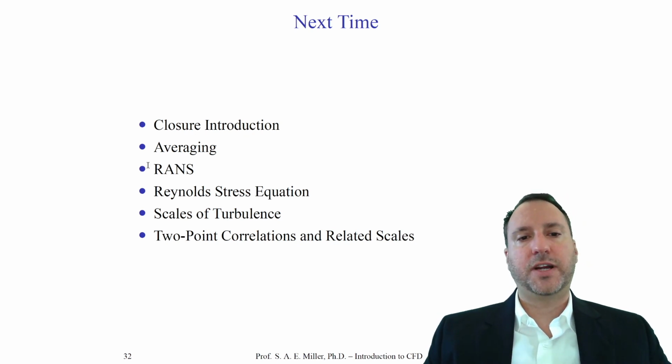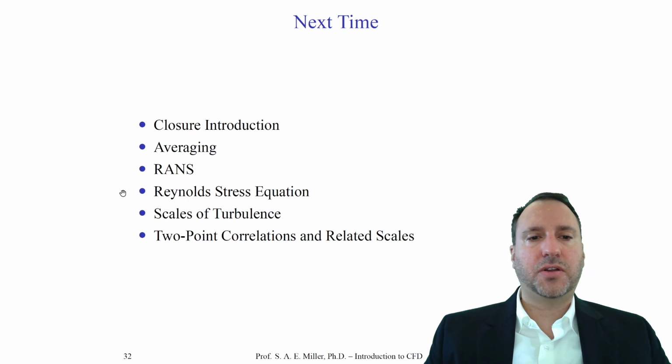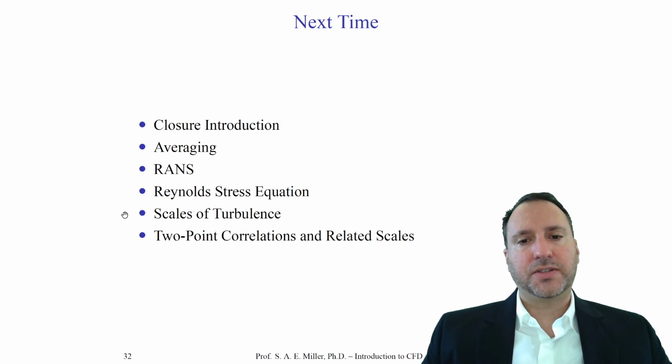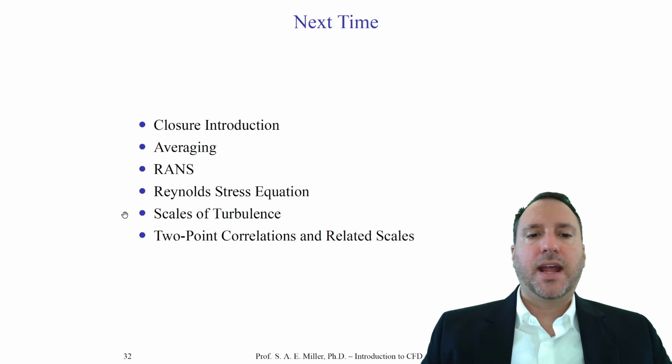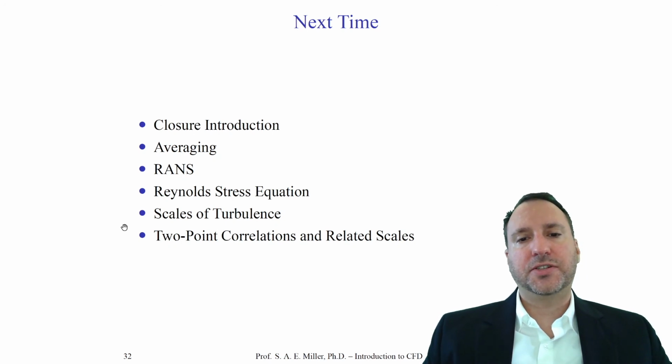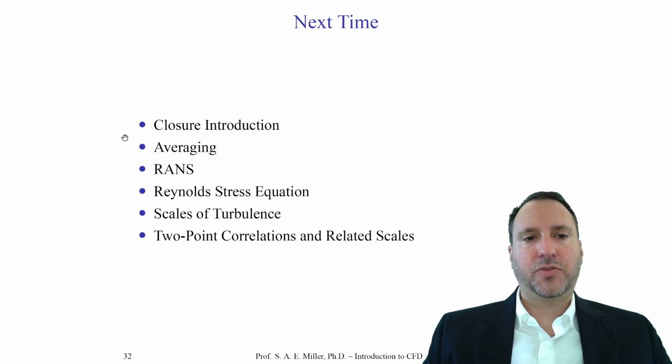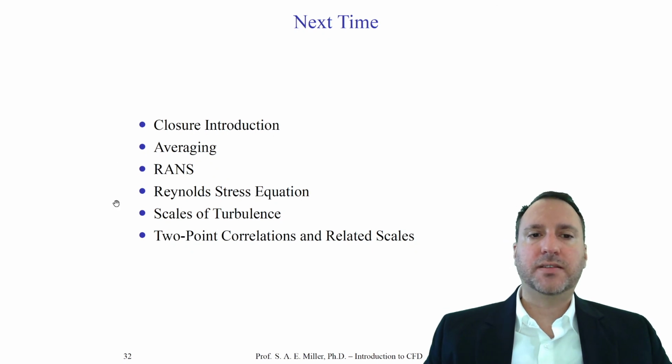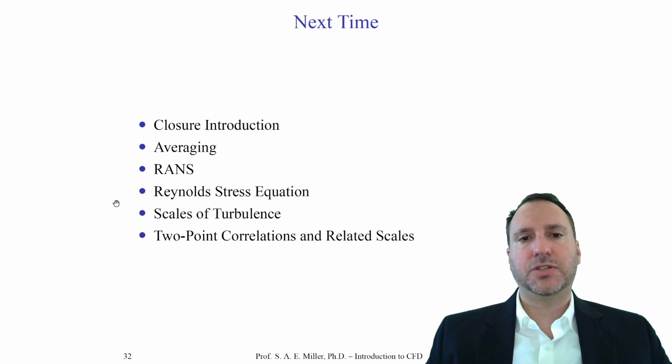We have to close these equations. This is the object of traditional turbulence modeling. And we'll find through this averaging process the so-called Reynolds stress equations and the Reynolds averaged Navier-Stokes equations. They're just a reformulation of Navier-Stokes equations. Then we'll talk about the different scales of turbulence, which we already alluded to today, and we'll talk about the so-called two-point correlations and related scales. These are going to be critical concepts before we move into the actual formation of the turbulence models, which of course are the actual equations which CFD codes solve for modeling turbulent flows.